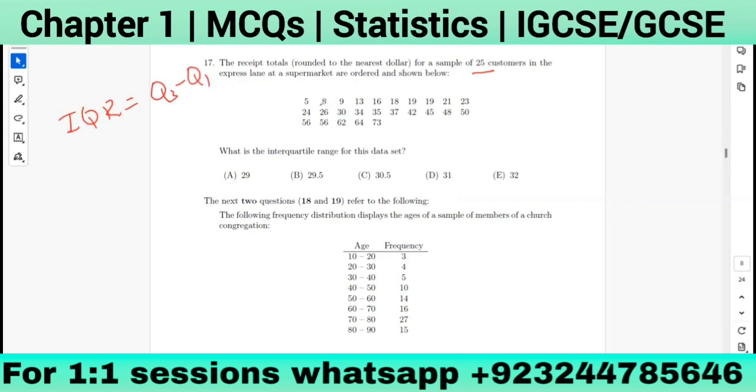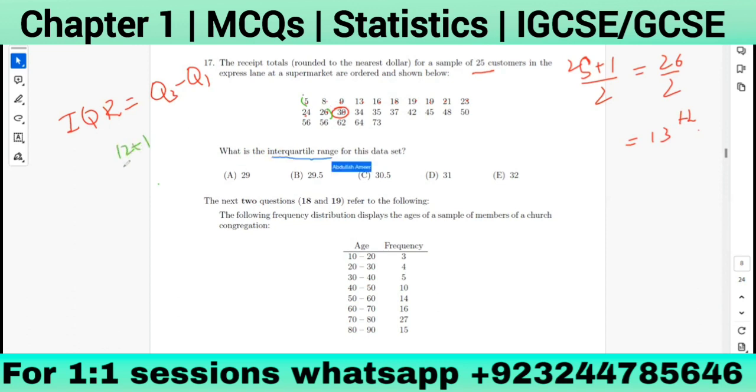So now what happens? It's 25. So 25 plus 1 divided by 2, 26 by 2, is the 13th term. So 1, 2, 3, 4, 5, 6, 7, 8, 9, 10, 11, 12, 13. This is the median, so the red one is the median, and now we're going to go with Q1. This is the 13th, this is the median, so 12 are left.